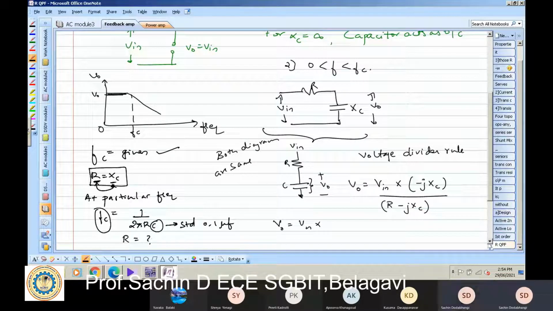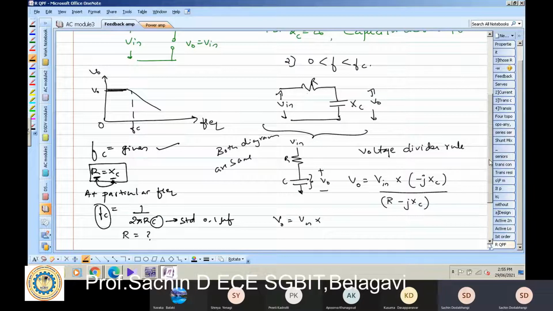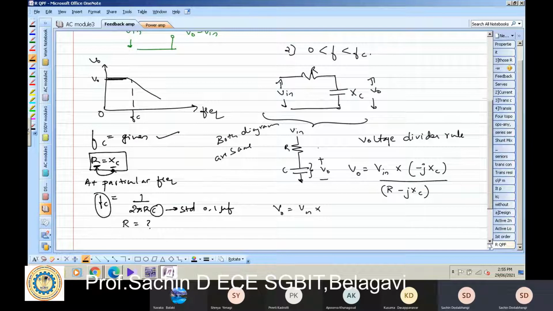Right now, as I was teaching you, for more than 0 hertz and less than the cutoff frequency, here I have written the formula for the voltage divider. Now tell me, if the frequency goes on increasing, that means Xc decreases.